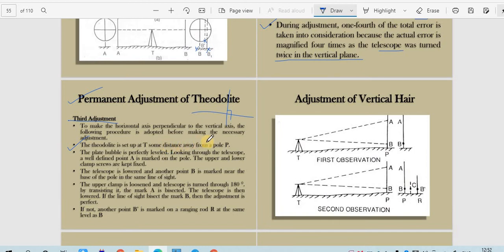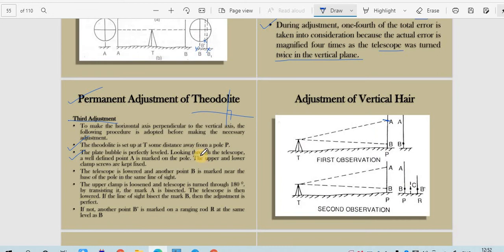point T, some distance away from pole P. So you can see that this is a pole P and it has been fixed at some distance from the theodolite T. The plate bubble, you have to level it perfectly. Look through the telescope. A well-defined point A has been marked on the pole. So after the plate level is perfectly level, looking through the telescope, you will mark the position of point A on the pole.